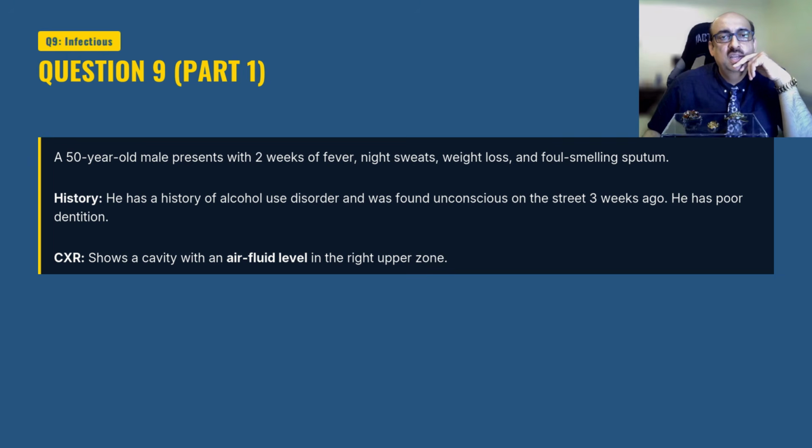Question number 9, a two-part question, part 1, like a first screen. A 50-year-old male with a 2-week history of fever, night sweats, weight loss, and foul-smelling sputum. He has a history of alcohol use disorder and was found unconscious on the street 3 weeks ago. He has poor dentition. Chest X-ray shows a cavity with an air fluid level in the right upper zone.